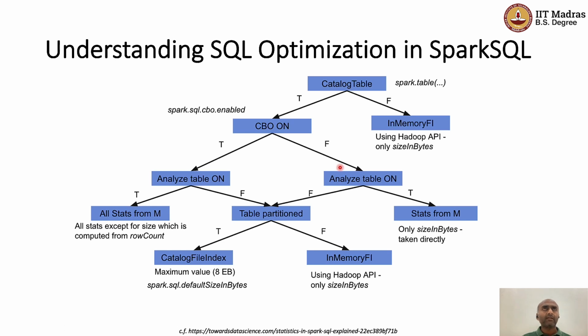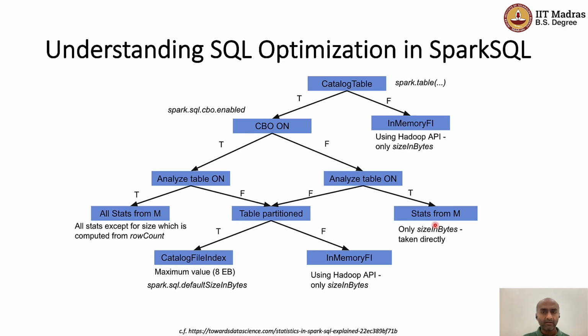If the analyze table command has been executed, then the stats are obtained from it, right? If the cost-based optimizer is enabled, then the table analysis that's happened successfully would have resulted in pretty detailed stats about the table, which includes the row count, the size in bytes, and the respective column profiles, based on the columns on which you have done the analysis, right? So all of that will get picked up. If the cost-based optimizer is not enabled and the analyze table is done, then only the size in bytes is picked up directly from the analysis.